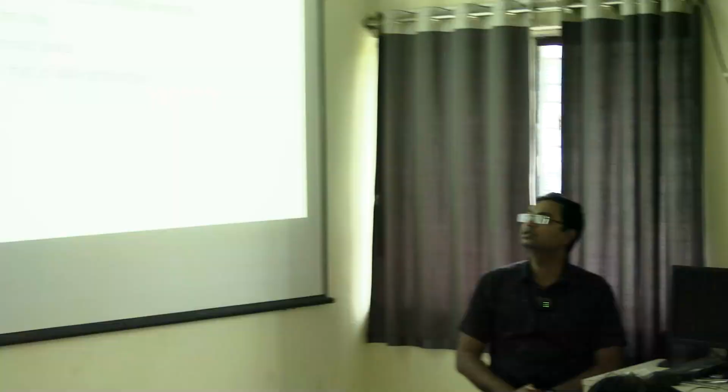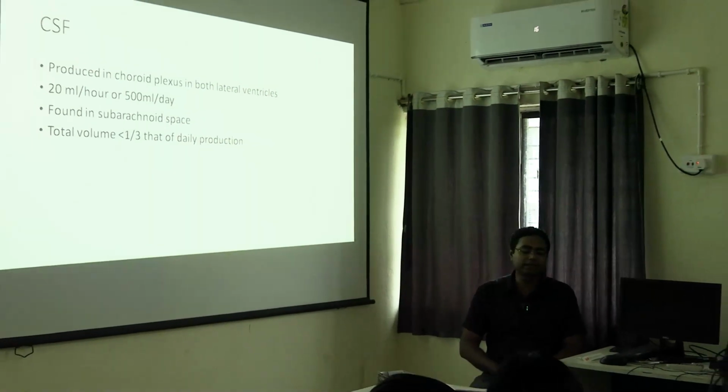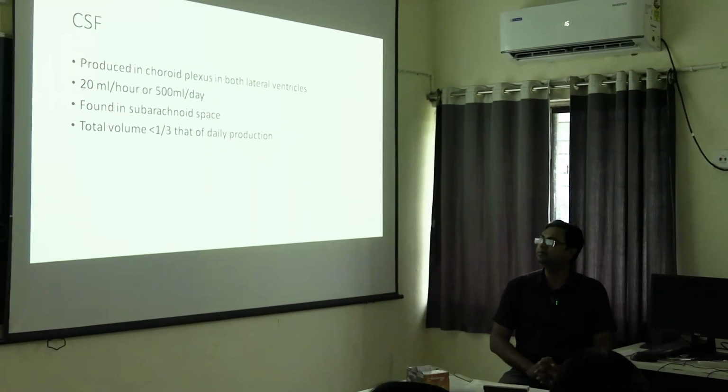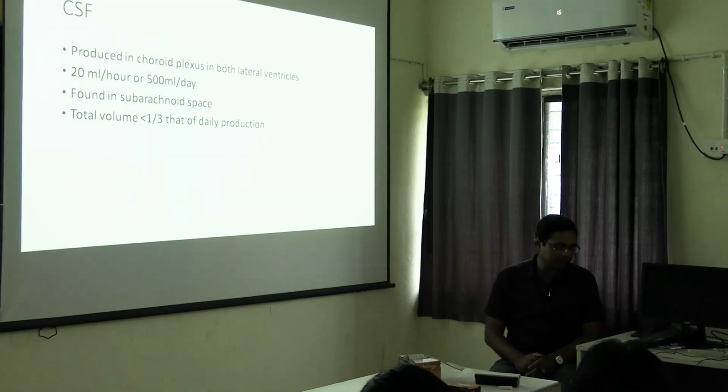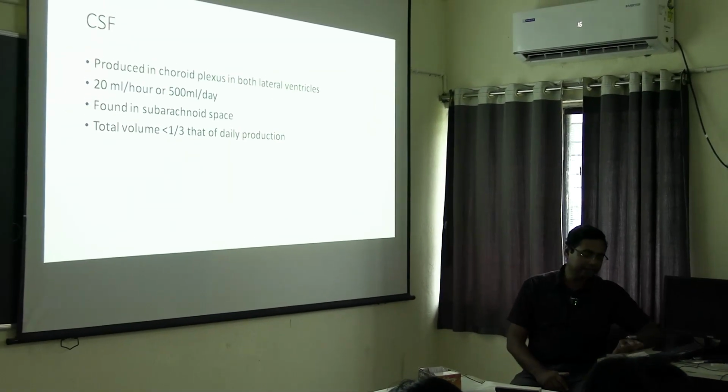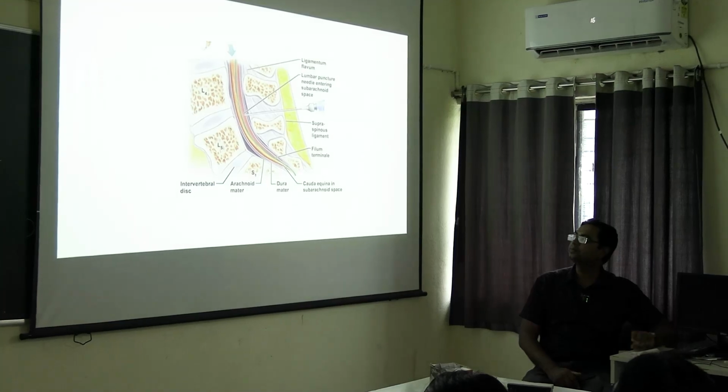Findings are quite similar to what you have read in medicine or pathology, but I will just try to emphasize the differences between medicine and pediatrics, what you need to know extra. Most of the things are very similar. You know, there is the CSF, it is produced in the choroid plexus and its flow is around 20 ml per hour or 500 ml per day, and it replenishes less than 1/3 of the volume per day, and it is found in the subarachnoid space.